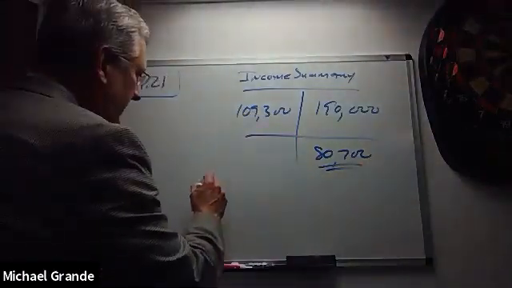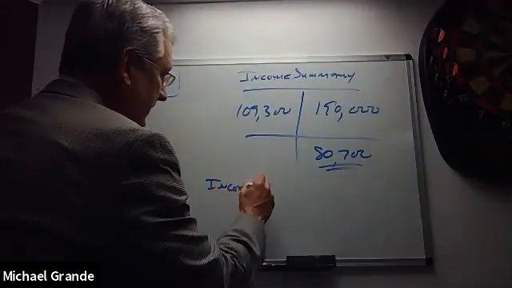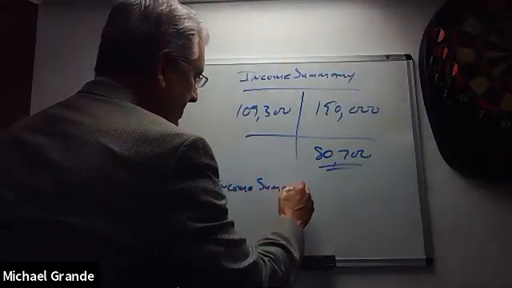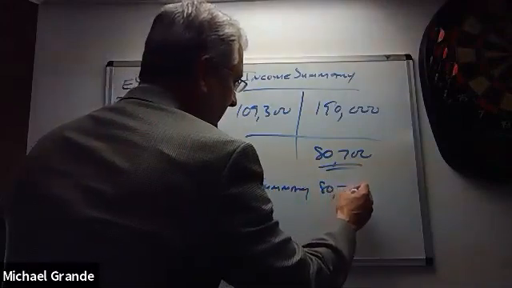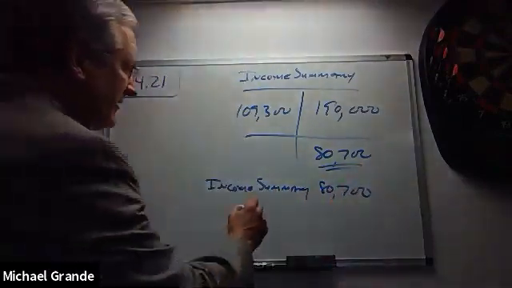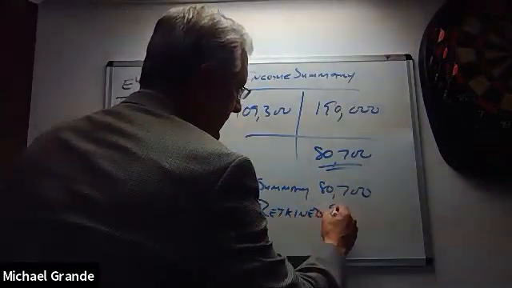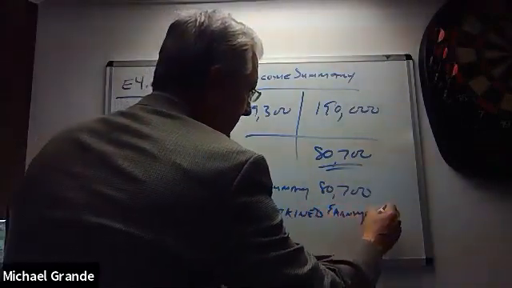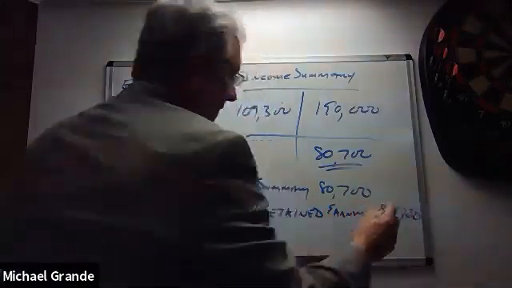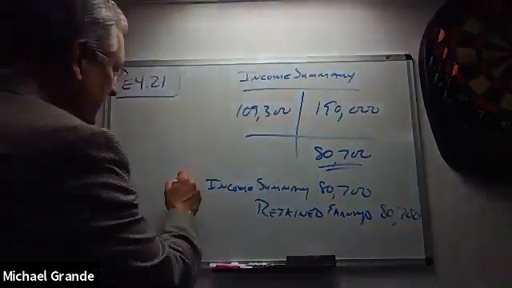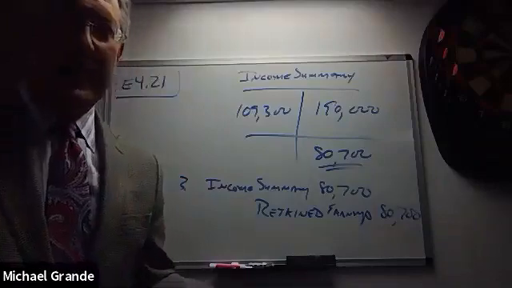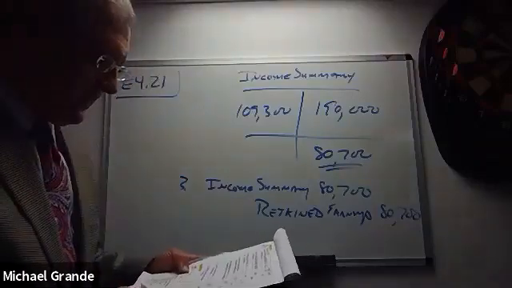So we're going to debit income summary of $80,700, and we're going to credit retained earnings for $80,700. That's our third entry, closing income summary to retained earnings.